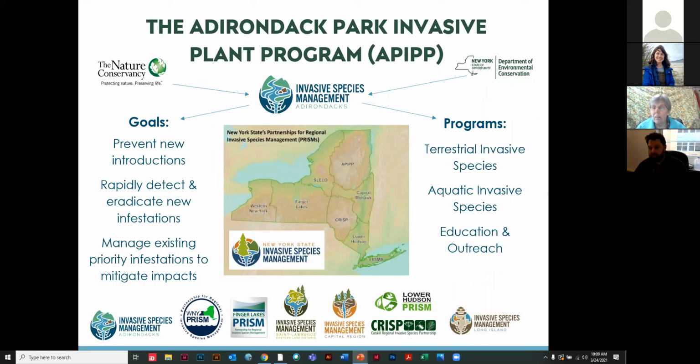Before we move forward, just a little bit about the Adirondack Park Invasive Plant Program, or APIP, as our common name. We are a program that is housed and managed by the Nature Conservancy in New York, up in the Adirondacks. And we are funded and co-managed by the New York State Department of Environmental Conservation. Our goals are to prevent new introductions of invasive species, rapidly detect and eradicate small new infestations of invasive species before they grow out of control, and to manage existing priority infestations in order to mitigate impacts: ecological, economic, and social. We have many different programs in which we carry out this work.